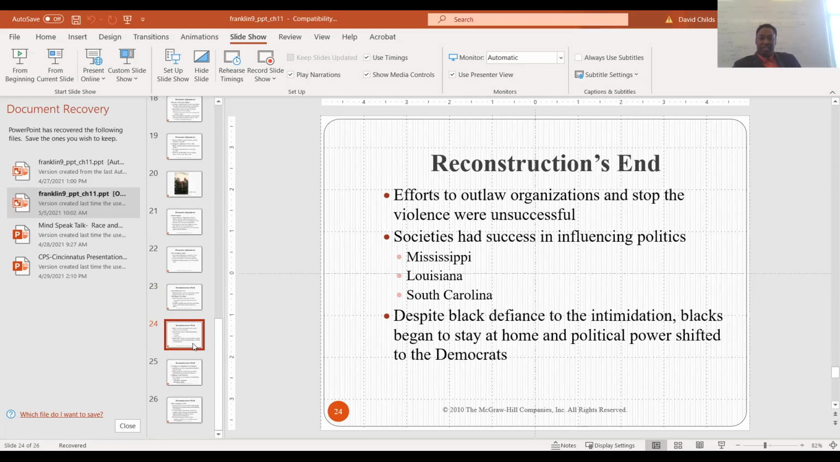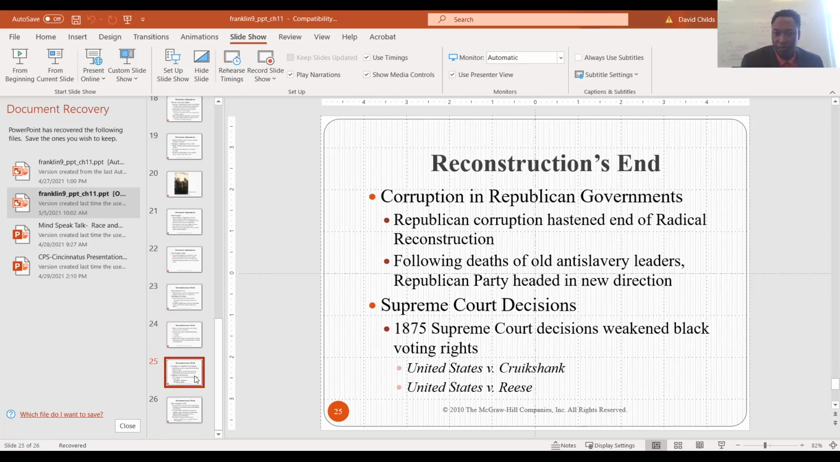So what they did, again, terrorism, the definition is using violence to achieve political gain. They used violence and it worked. Black people stayed at home, they didn't vote. So Democrats rose back to power. Back then, the Democrats were the racist party.